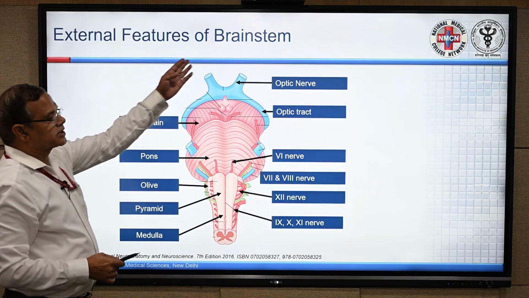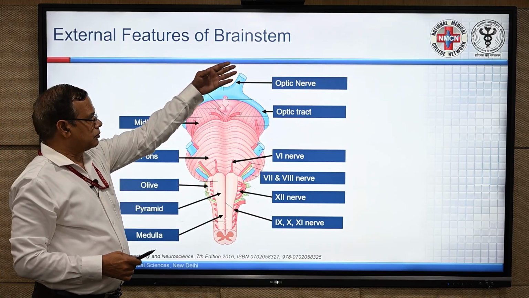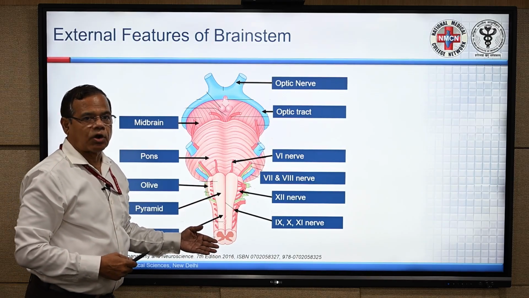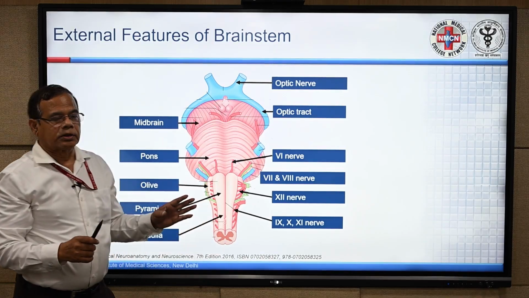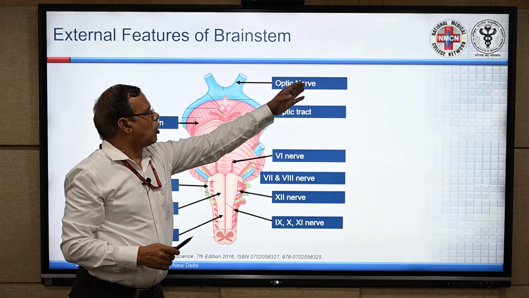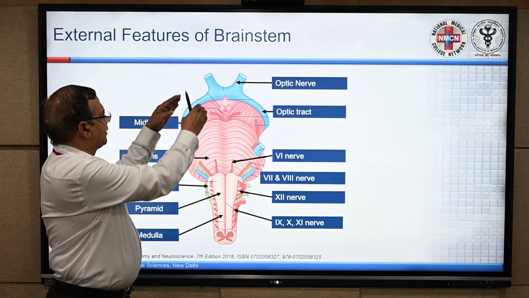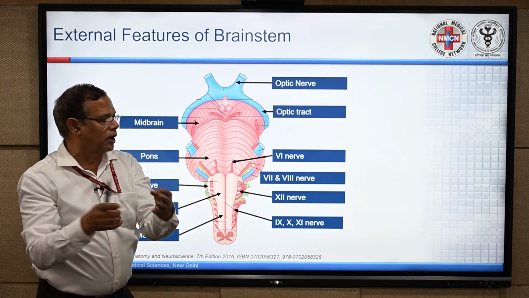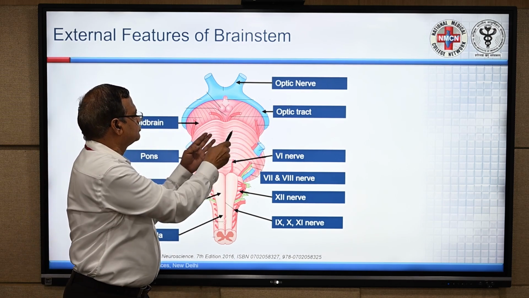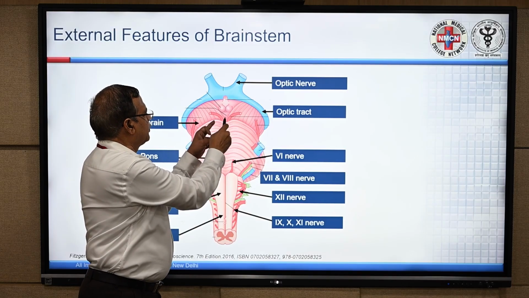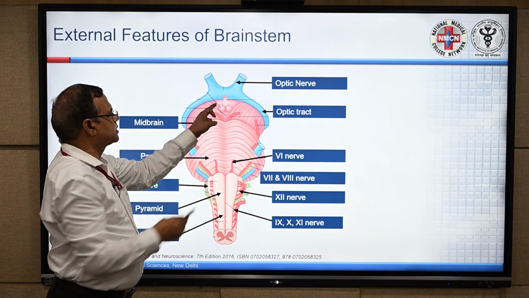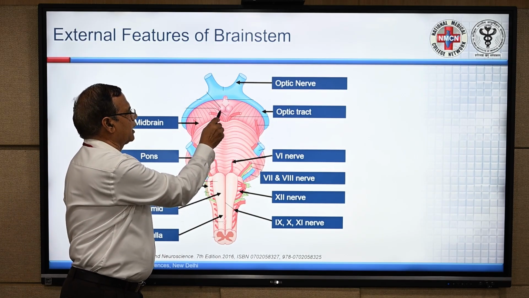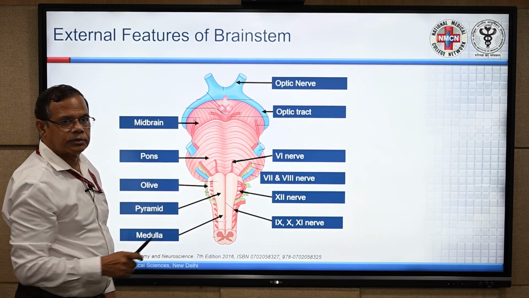So, in summary, the external features of the brainstem. What you can see is the anterior surface of the brainstem. In the upper part, the optic nerve is seen, then the optic tract embracing the crus cerebri, and in between the two crus cerebri you can see the interpeduncular fossa, the stalk of the pituitary gland, and the mammillary bodies.